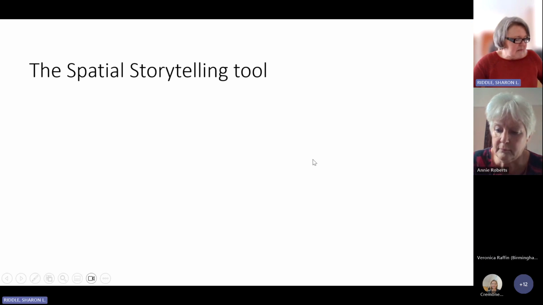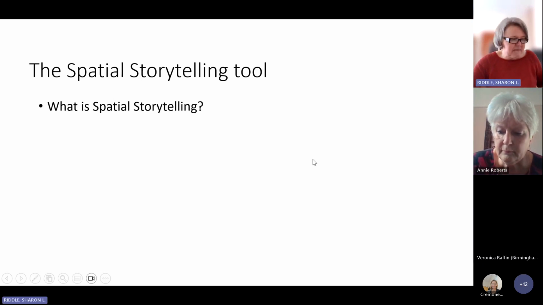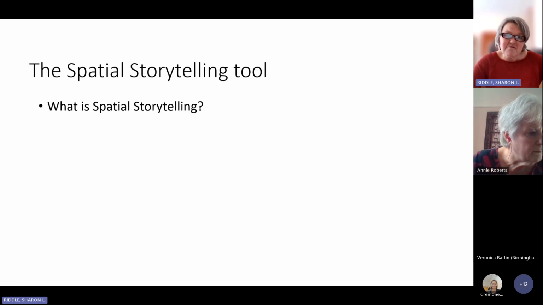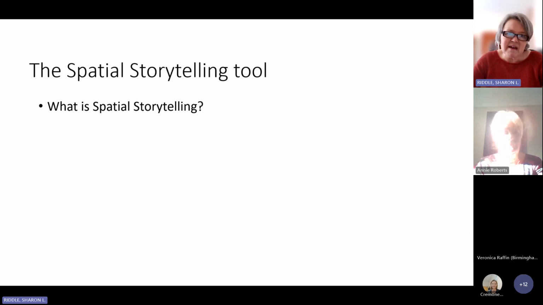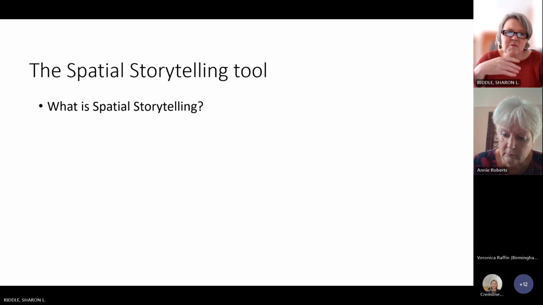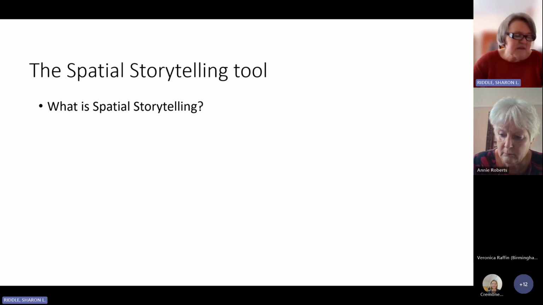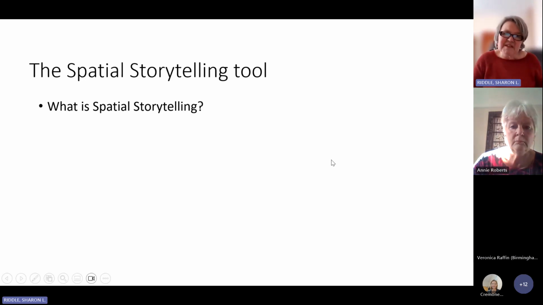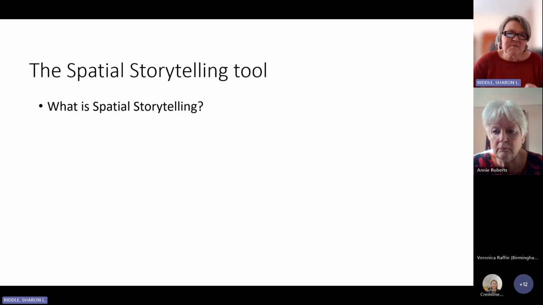Okay, so what is spatial storytelling? Well, it's a visual research method which allows participants to tell stories about their past, their current experiences and future plans, and also enables them to map where they see their position in the university. So it results in a map, which is obviously an image, and also some spoken narrative, which can be analysed along with the map.